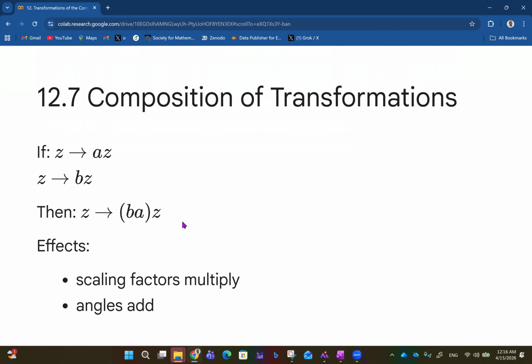So we can also talk about inverse transformation. If Z is mapped to AZ, then the inverse is Z being mapped to 1 over A multiplied by Z. That's inverse transformation. So the key takeaways from here is that when Z is mapped to AZ, it produces rotation and scaling, like we've seen before.